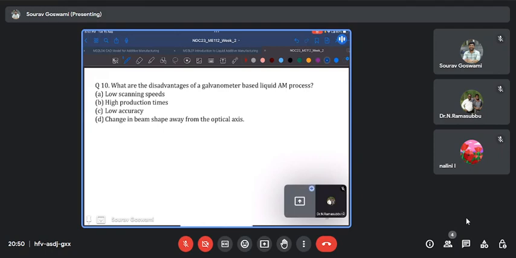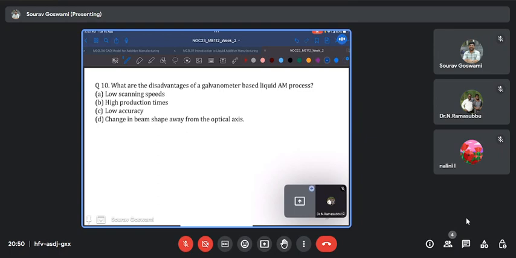Question 10 is discussing the disadvantages of a galvanometer based liquid AM process. So, if we recall, the galvanometer based process uses a set of two mirrors. The mirrors are hinged or fixed in space, but they can be deflected or rotated to deflect the incident beam. And through the deflection of these beams, we can scan the entire region of interest with our laser based illumination source. Again, these mirrors have very little inertia and they are very light, and this enables us to deflect them very quickly. Thus, the scanning is also very fast.